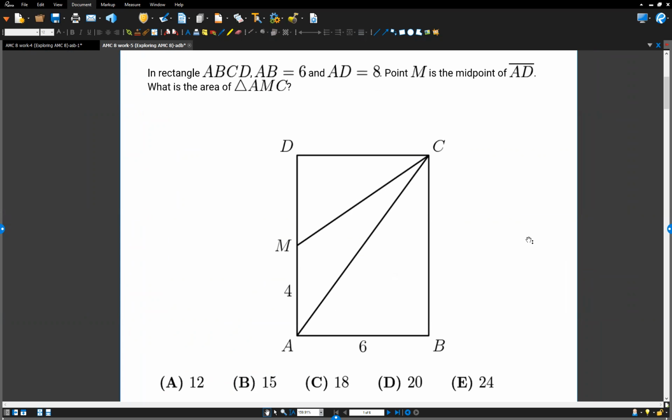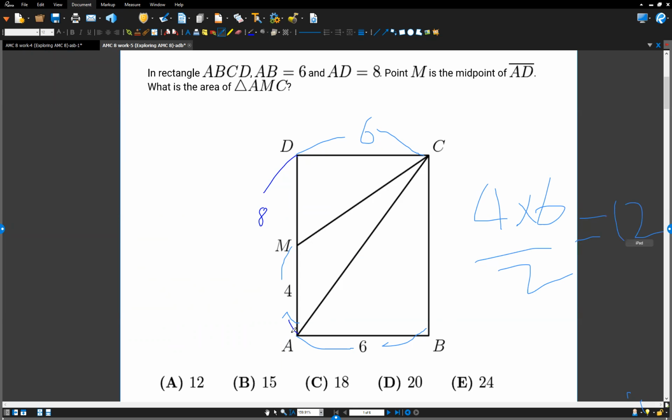I'm going to write the dimensions over here. This side is 6, and this is 8, this is also 6. And then that's 4 times 6 over 2 equals 12. Excellent. Oh, no, choice A instead of E.